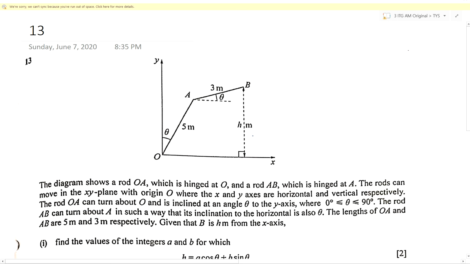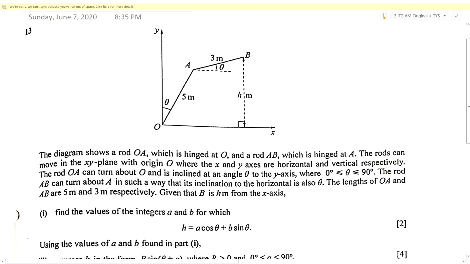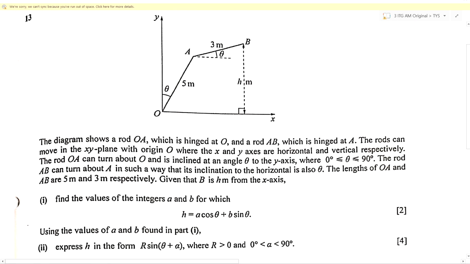One last question that was identified, question 13. On trigonometry, we can expect a problem sum like this, where you have to understand and interpret the sentences. OA is hinged at O, so it can rotate. This is the pivot. It is a 5-meter rod. Now, AB is another rod with another pivot. So both of them can rotate.